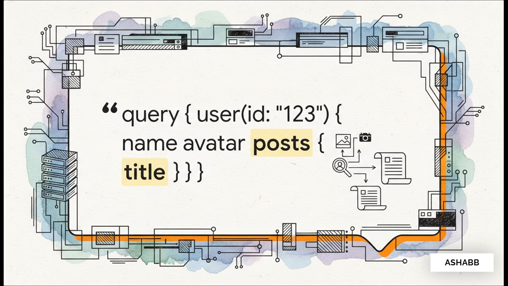Hey server, find me the user with ID 123. From that user, I just want their name and avatar. Oh, and you know what? While you're at it, grab their posts, but for each post, I only need the title. And the server sends back a response that perfectly mirrors that shape. What you ask for is exactly what you get.